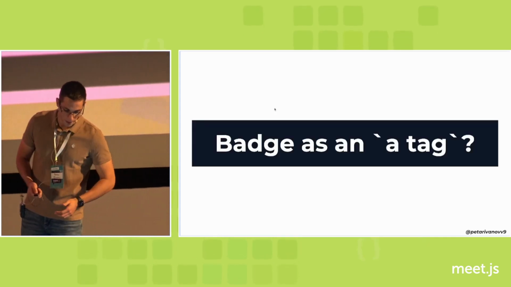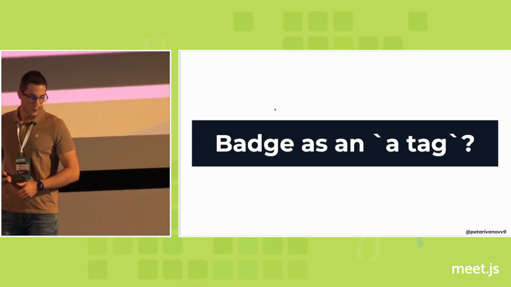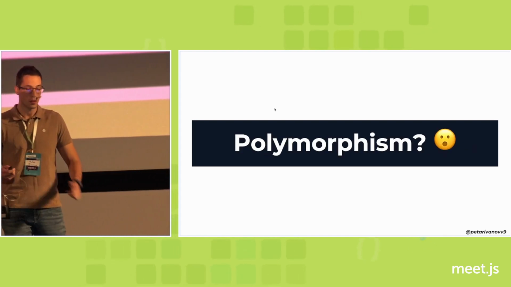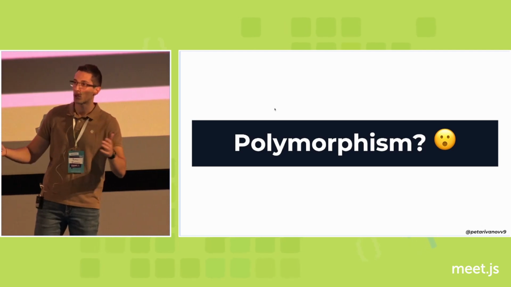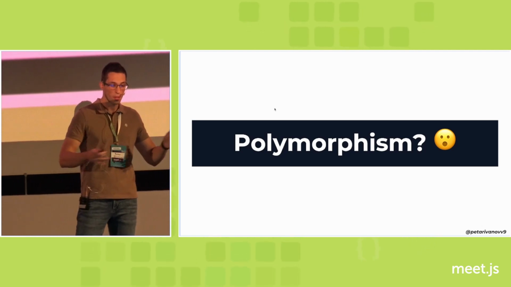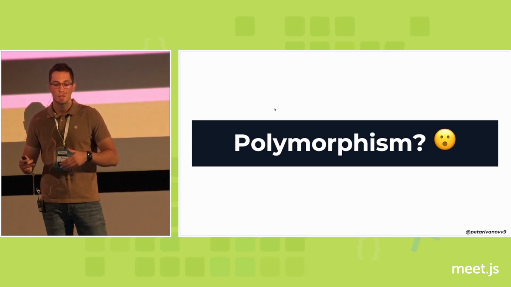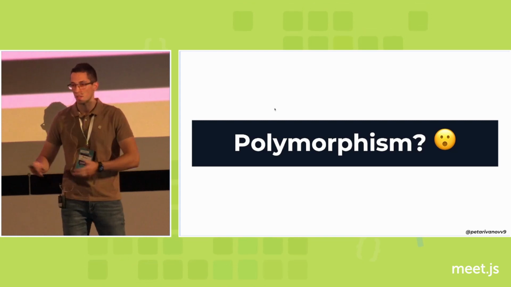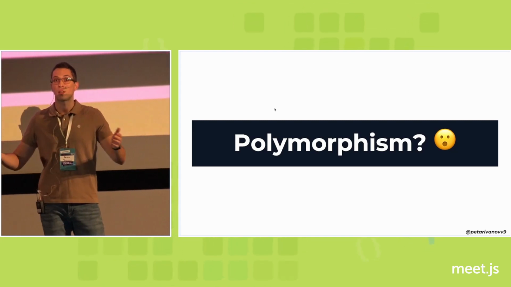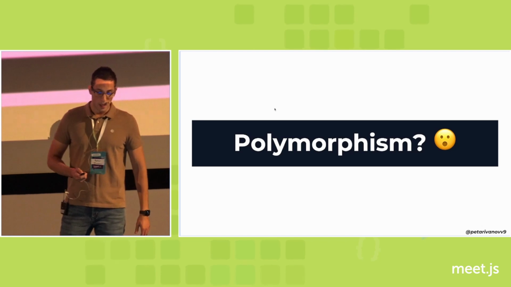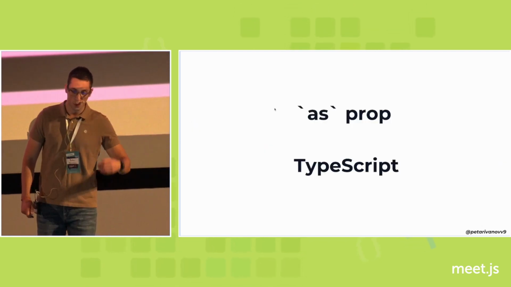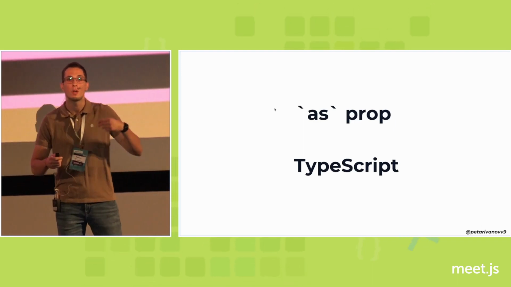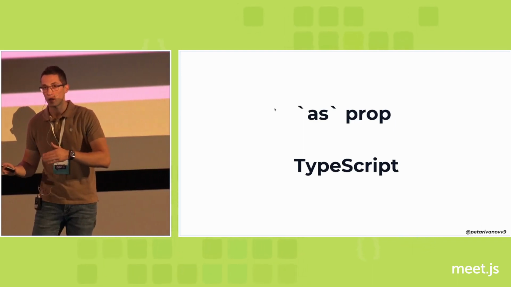Okay. Then, another interesting question that we saw also in the beginning. How are we going to render badge as an anchor tag? And the answer is through polymorphism. But what's polymorphism? Well, poly and morph, it means many forms. In our case, the badge component can be rendered as a div, as a span, or as a button, or another React component. And we managed to accomplish that by using the as prop, which is a property that gives us a way to control how we're going to render the component from the outside.